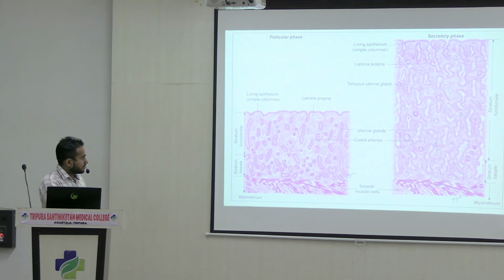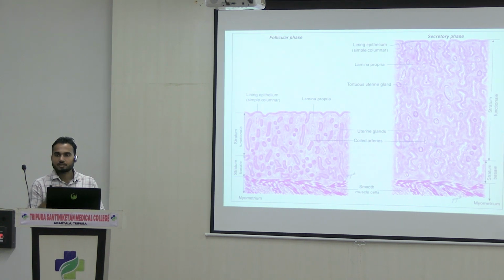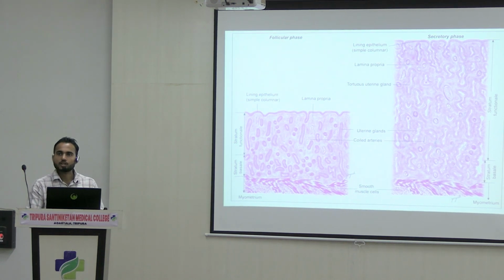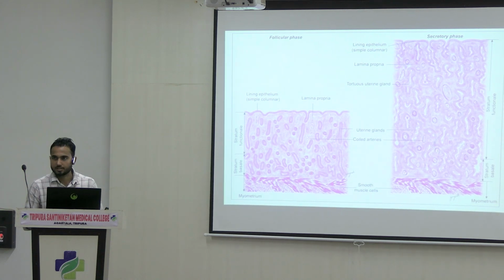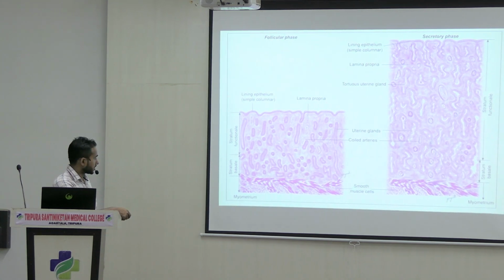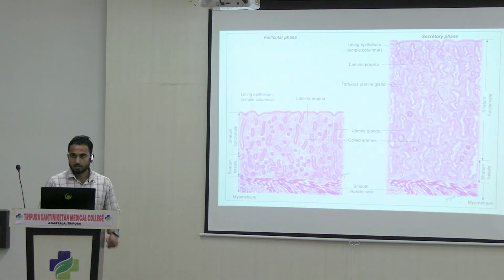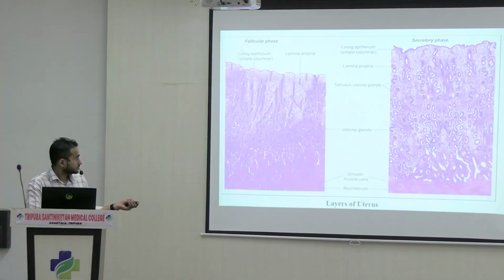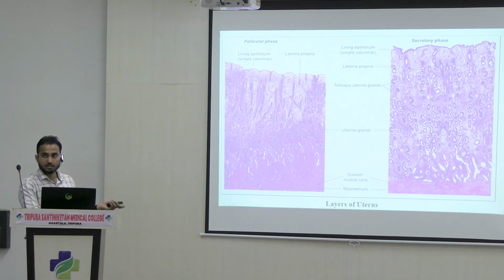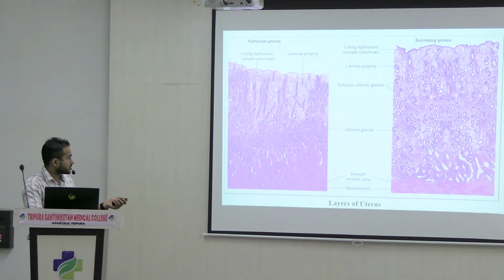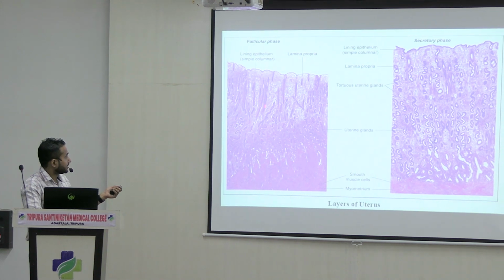Next, you can see this is the myometrium, where you can see smooth muscle cells are present. Here, particularly, it's difficult to identify the different layers, which one is inner, which one is outer. But at least longitudinal and circular layers can be identified. So here you can see the longitudinal layers and the circular layer. Previously this was a schematic diagram, this is the actual diagram of the uterus, this is the follicular phase and this is the secretory phase.